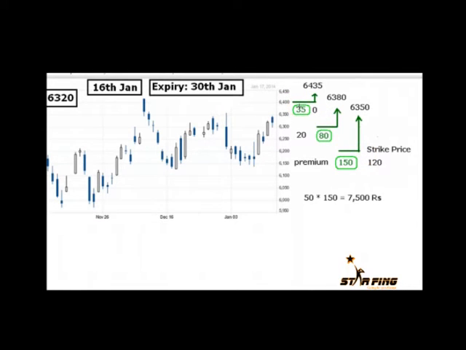I hope I've tried to convey as much as possible with the limited resources I have on my computer, with these graphs and charts. So I hope you got what strike prices, the premium, expiry and so on are.